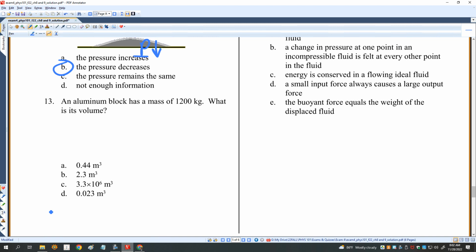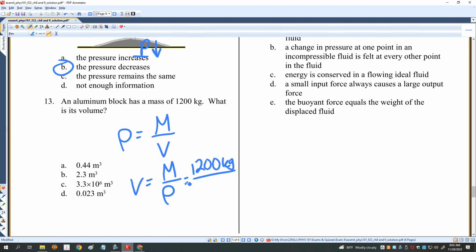The aluminum block has a mass of 1,200 kilograms. What is its volume? Well, density is mass over volume. So volume is mass over density. That's 1,200. So look up the density of aluminum. It's in your table. It's 2,700. That's about a half. Must be 0.44.